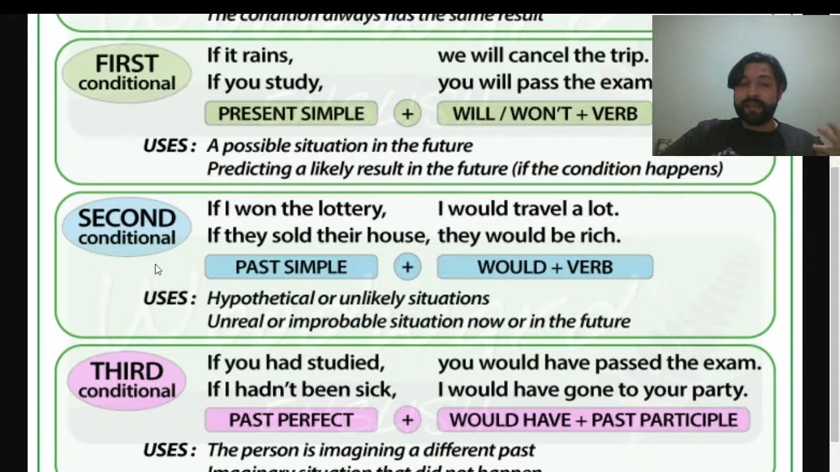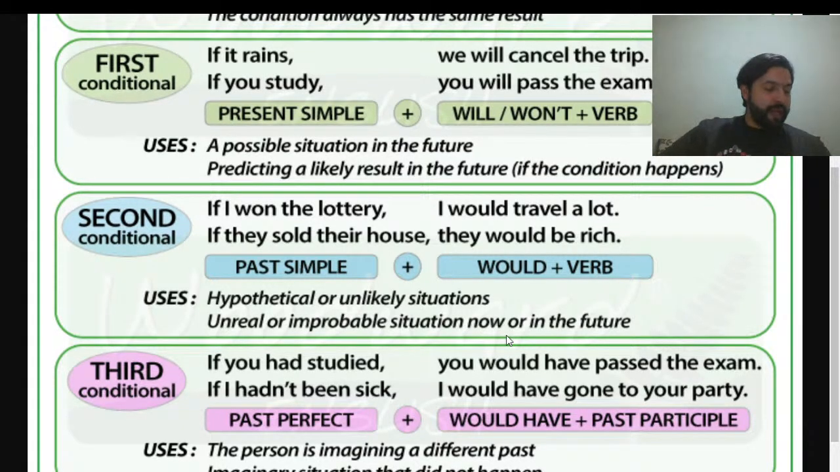And we use the second conditional for hypothetical or unlikely situations. So they are not real, they are unreal or improbable situations now or in the future. They are usually the opposite of reality. So usually when we have something, oh, if I didn't have this, or if I had something, we are basically imagining some situation or scenario.